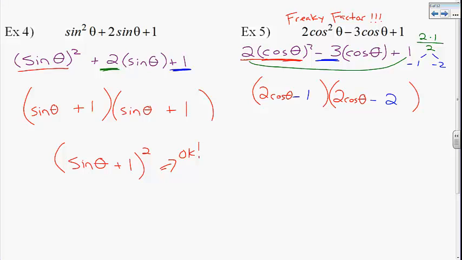To complete my freaky factor, I must look at my pairs and determine if either of the parentheses has common factors between its terms. In this case, we notice that the second factor has a common factor of 2 in its terms. We divide out the common factor and rewrite our final fully factored form with an expression of 2 cosine of theta minus 1, staying the same, and our second factor being cosine of theta minus 1. And we are complete.